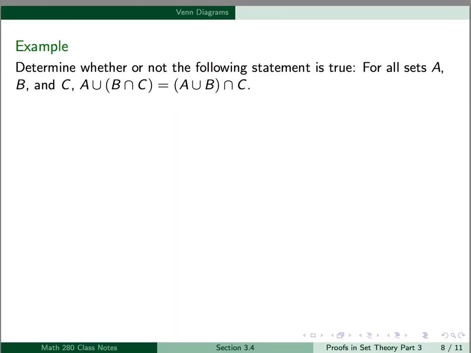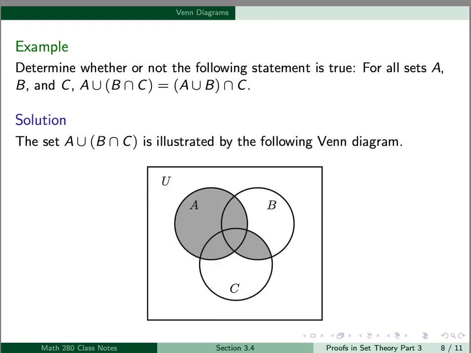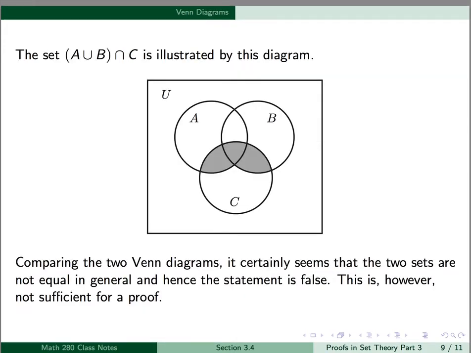Here's an example. Suppose we want to determine whether or not the following statement is true. For all sets A, B, and C, A union the quantity B intersect C is the quantity A union B intersect C. We can start by using Venn diagrams to illustrate the two sets. So the set A union the quantity B intersect C is illustrated by this Venn diagram. The set quantity A union B intersect C is illustrated by this Venn diagram.